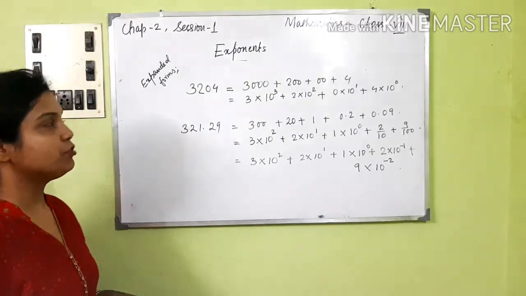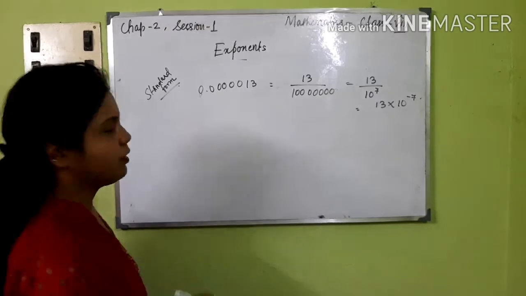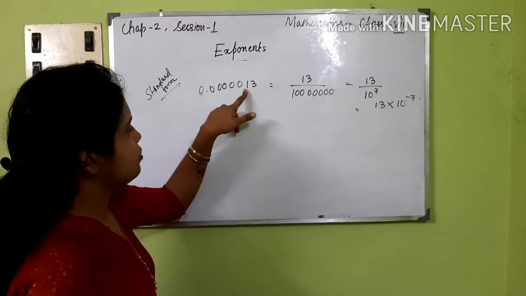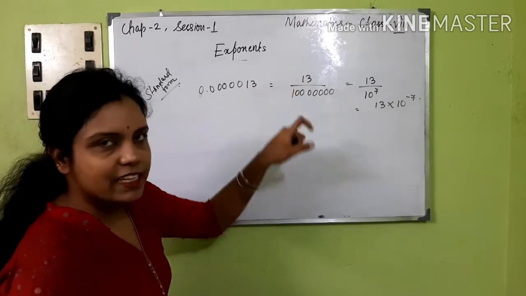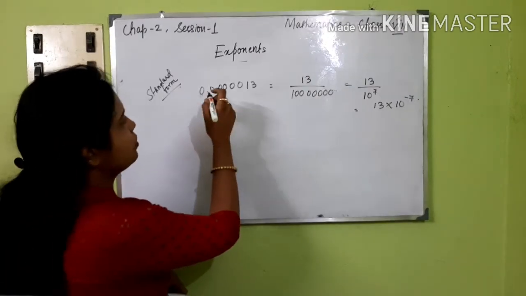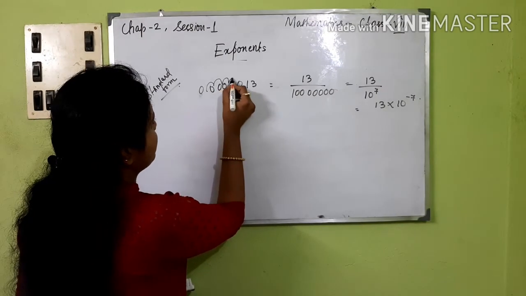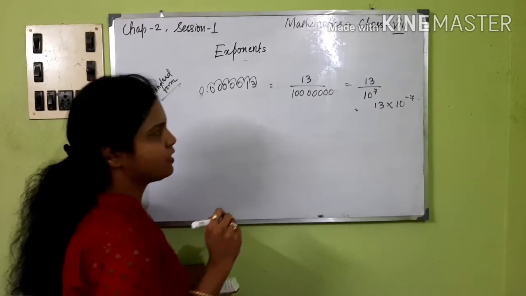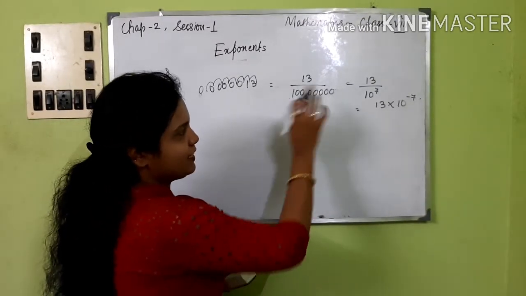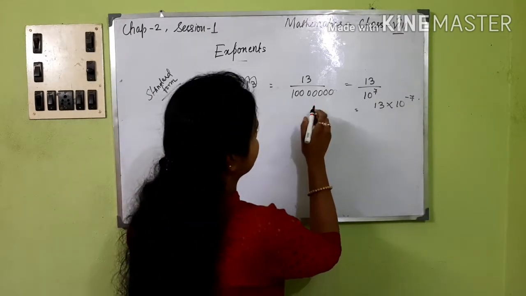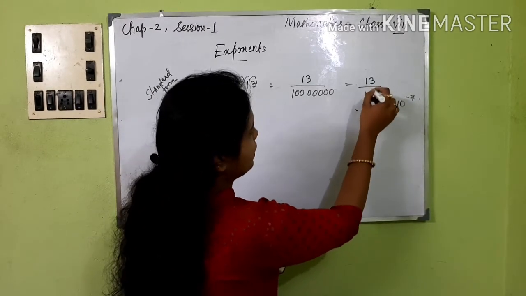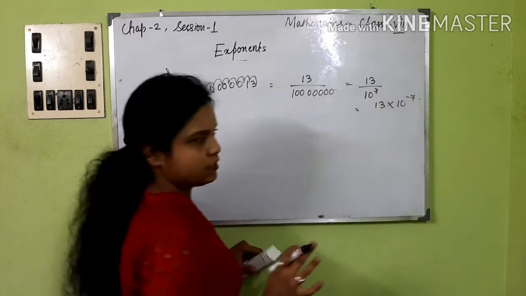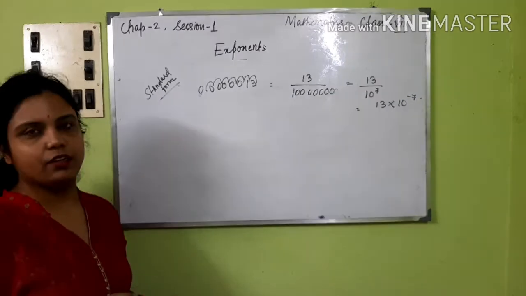Okay, next, coming to the standard form. Now, coming to the standard form, I have taken one example, 0.0000013 equal to. Then see, how many zeros are here? 1, 2, 3, 4, 5, 6, right? That means 6 zeros we have to write. 13 divided by 1 and then 7 zeros. Okay, so we are having 13 by 10 to the power 7, right? That is equal to 13 into 10 to the power minus 7. This is how we write the standard forms.